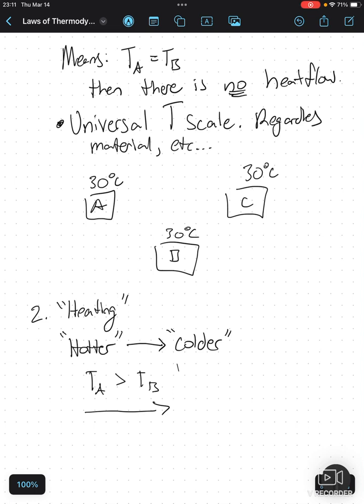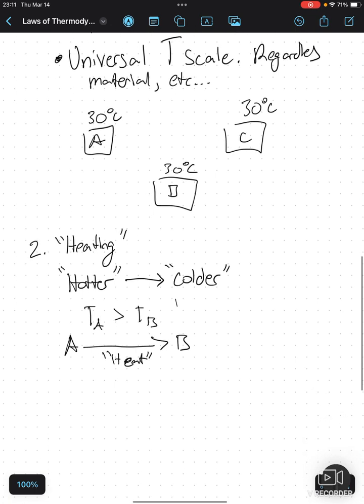Or object A, I should say, this system A, system B, in terms of the heat, system A is going to lose energy, system B is going to gain energy.